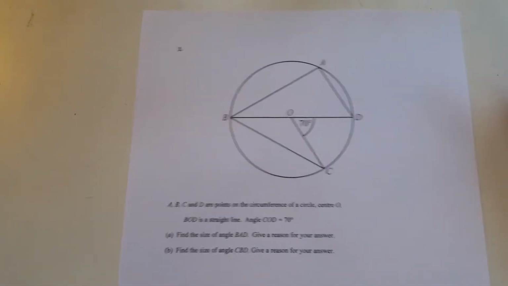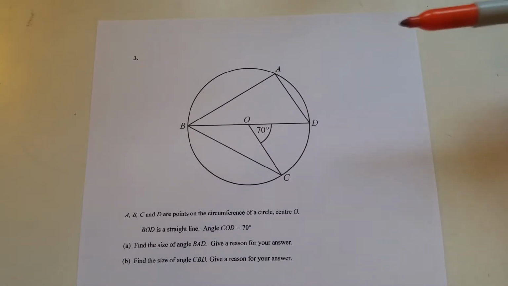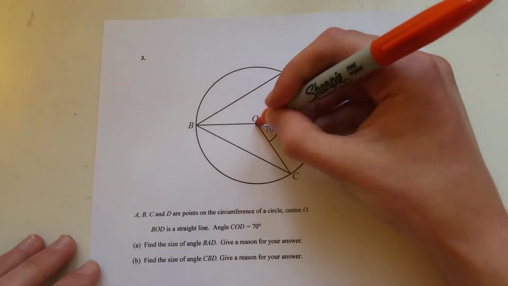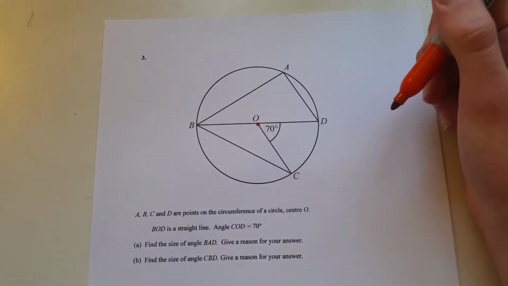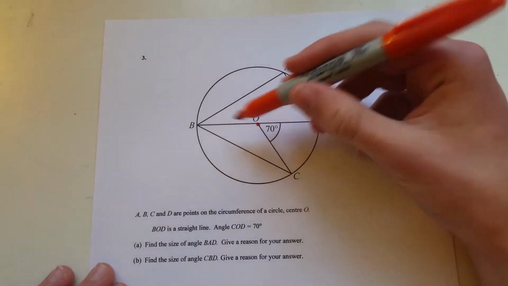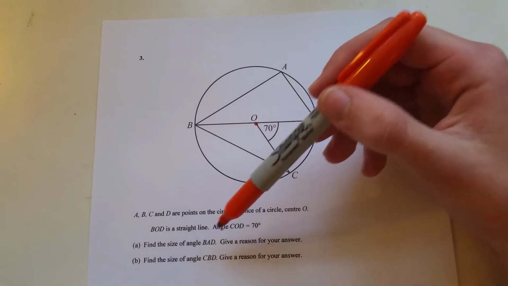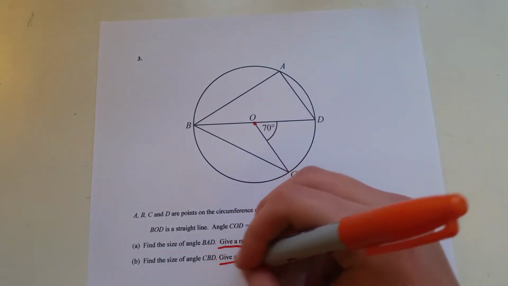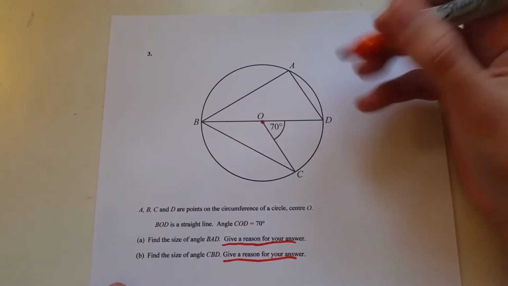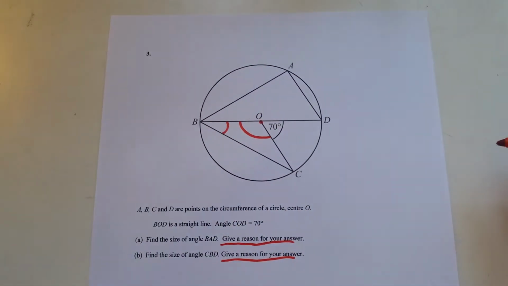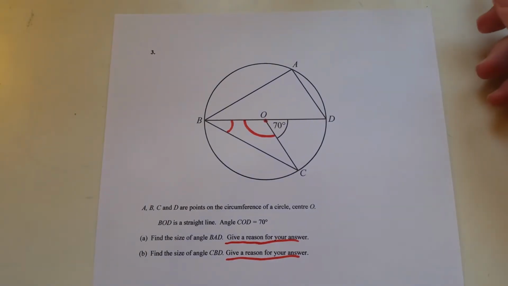Question 3 states that A, B, C, D, and E are points on the circumference of a circle, as with the 2 previous questions, with center O. And it says that BOD is a straight line. That angle COD is 70 degrees. Now I ask you to find the angle BAD and to give reasons, very important, and to give reasons for when you find angle CBD, which is this one. So we're working out these two. Right, so I'm going to give you the opportunity to pause the video and have a go for yourself, and then I'll give you an explanation later.